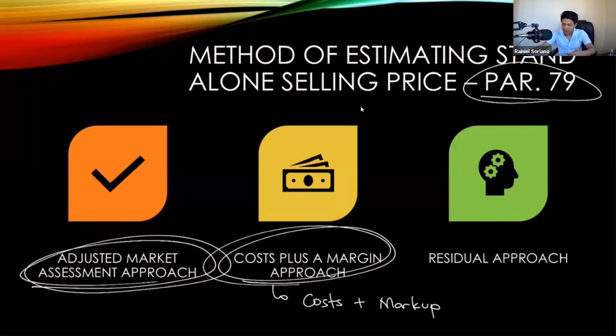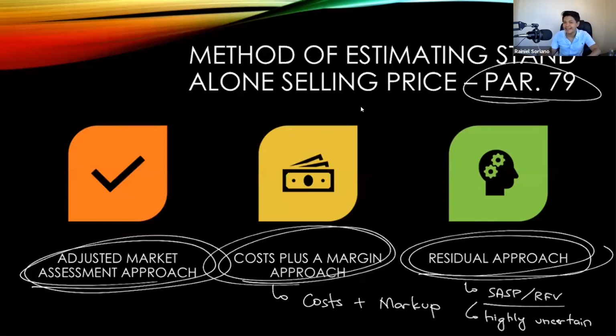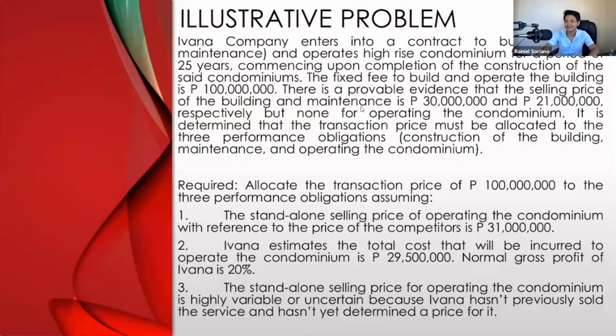Okay? Then last but not the least will be the residual approach, wherein under the residual approach from the term itself, kung magkano pa yung natitira, that's it. That's the amount allocated to that performance obligation. But apparently, residual approach can only be used if and only if the standalone selling price or the relative fair value is actually what? Is actually highly uncertain or highly variable. So let's try to apply these 3 methods here on our next illustrative problem.